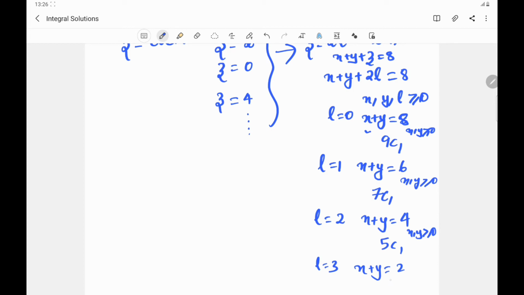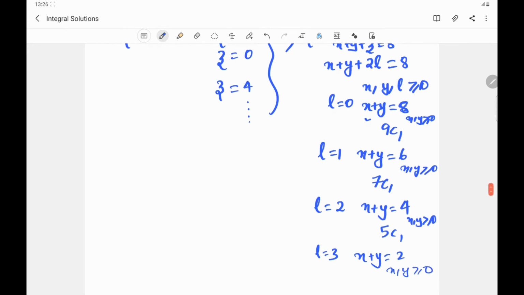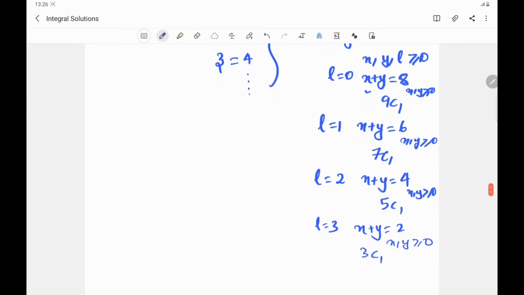So this will become x comma y, when x comma y is greater than or equal to 0. So this will become 3C1. When L is equal to 4, x plus y would be 0. So this is one way, because we will have x comma y greater than or equal to 0.